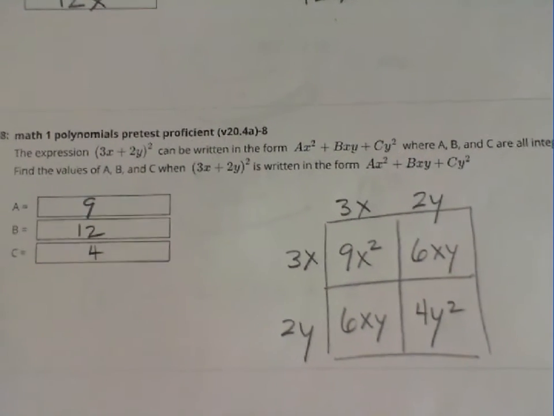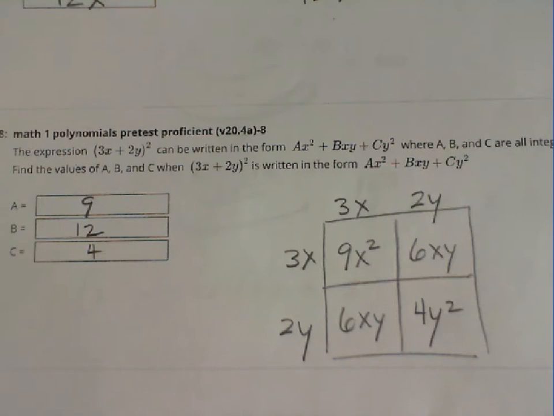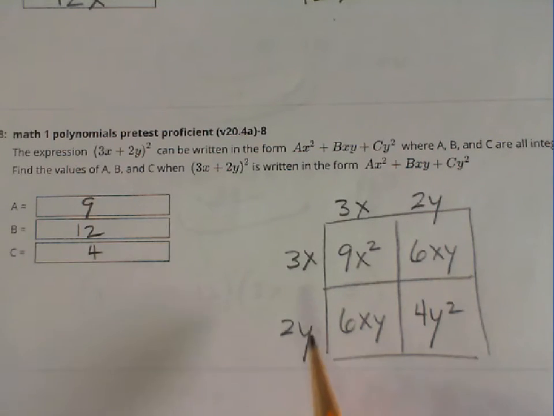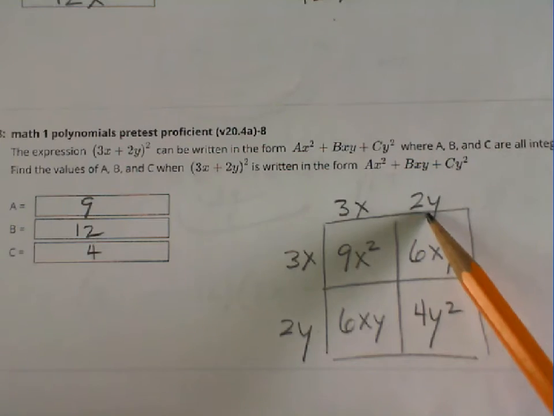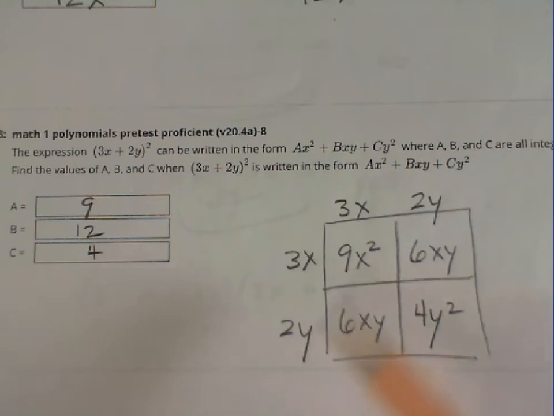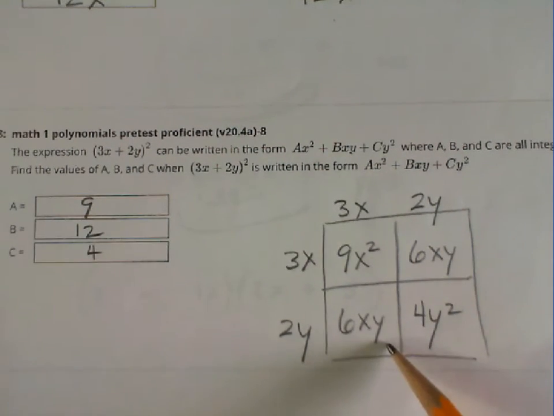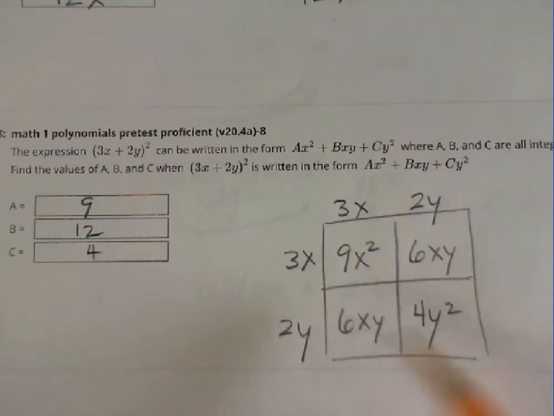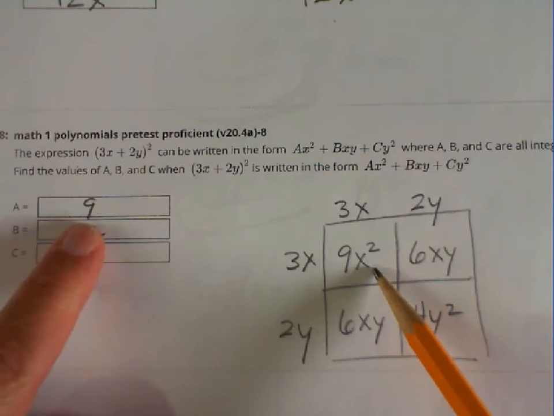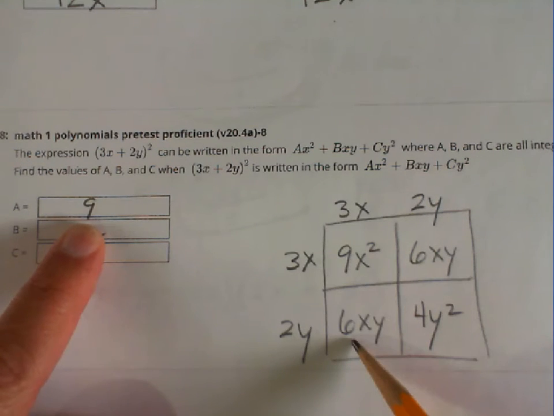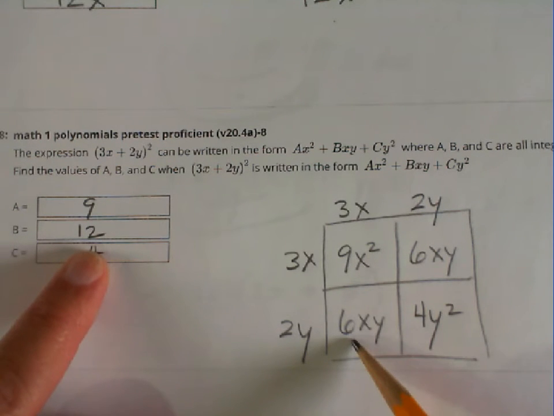This one seems really confusing, but it's really just saying, hey, square 3x plus 2y and tell me what a, b, and c are. So 3x plus 2y, 3x plus 2y. 3x times 3x is 9x squared. 3x times 2y is 6xy. 3x times 2y is 6xy. And 2y times 2y is 4y squared. So I have 9x squared. There's my 9. 6xy plus 6xy is 12xy, and the 4.